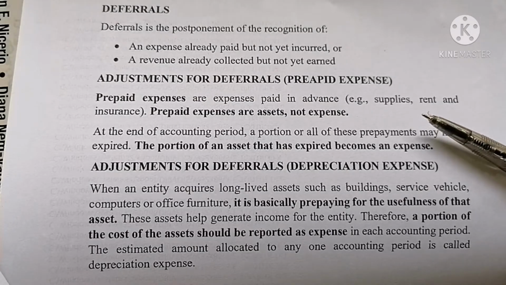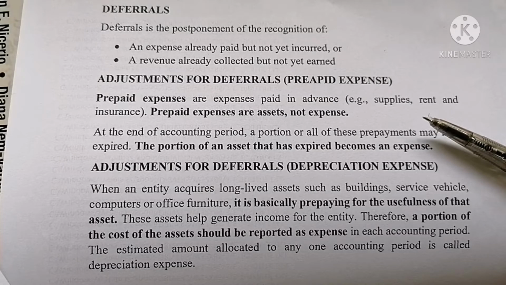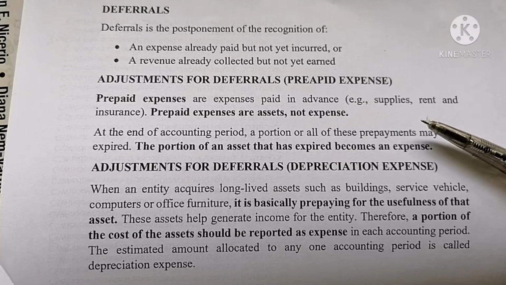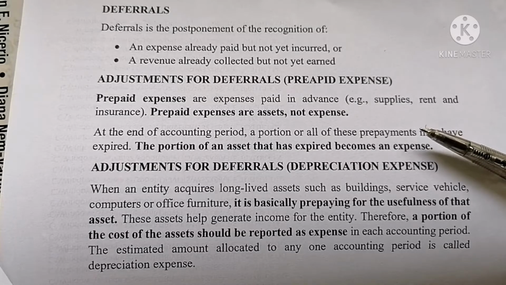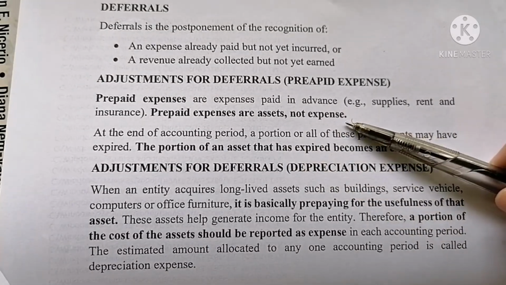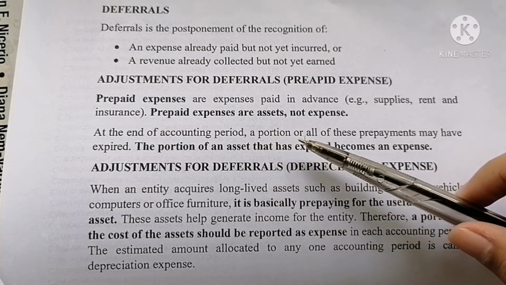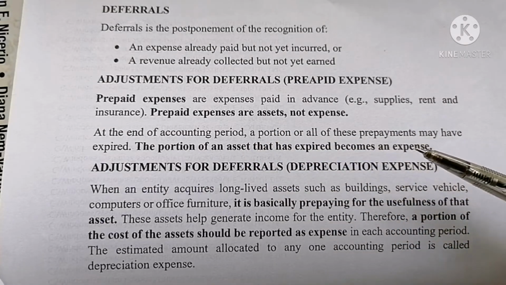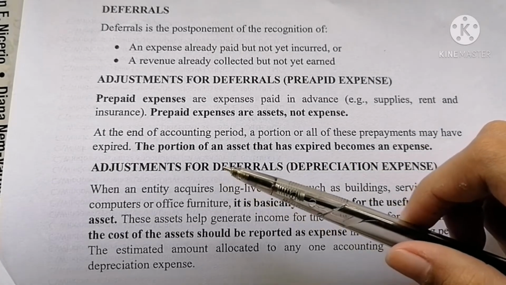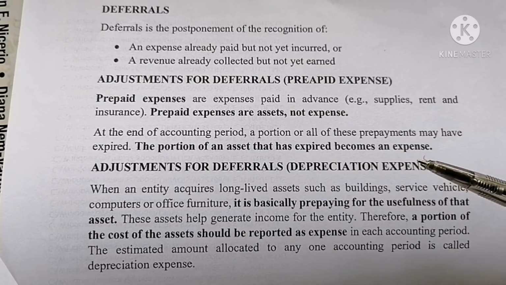That is, there are expenses for future accounting periods that are paid in advance. And prepaid expenses are assets and not expenses. So at the end of the accounting period, a portion or all of these prepayments may have expired. The portion of an asset that has expired becomes an expense.